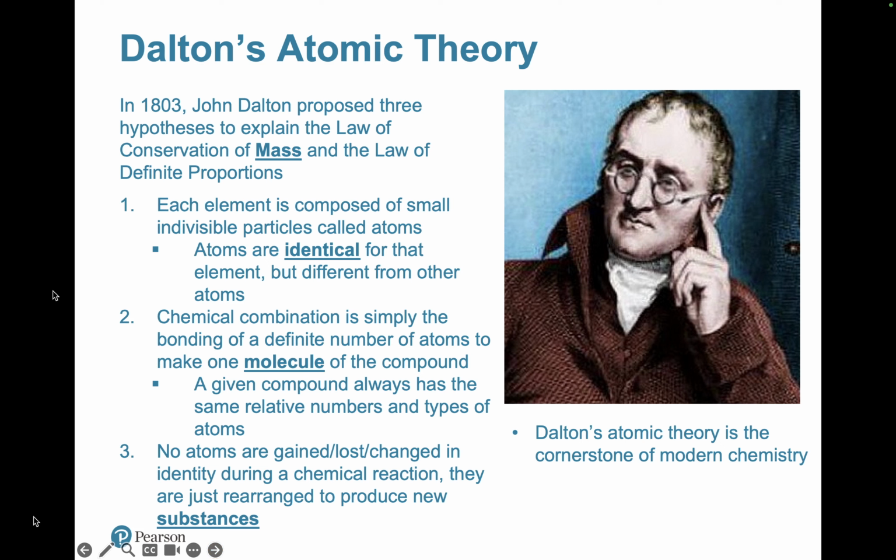So this brings me to Dalton's atomic theory. In 1803, John Dalton proposed 3 hypotheses to explain the law of mass conservation, and also the law of definite proportions. He said that each element is composed of small individual particles called atoms. We talked about that already in the atomic physics section of our chapter that we did a couple weeks ago, or a couple months ago, I think.